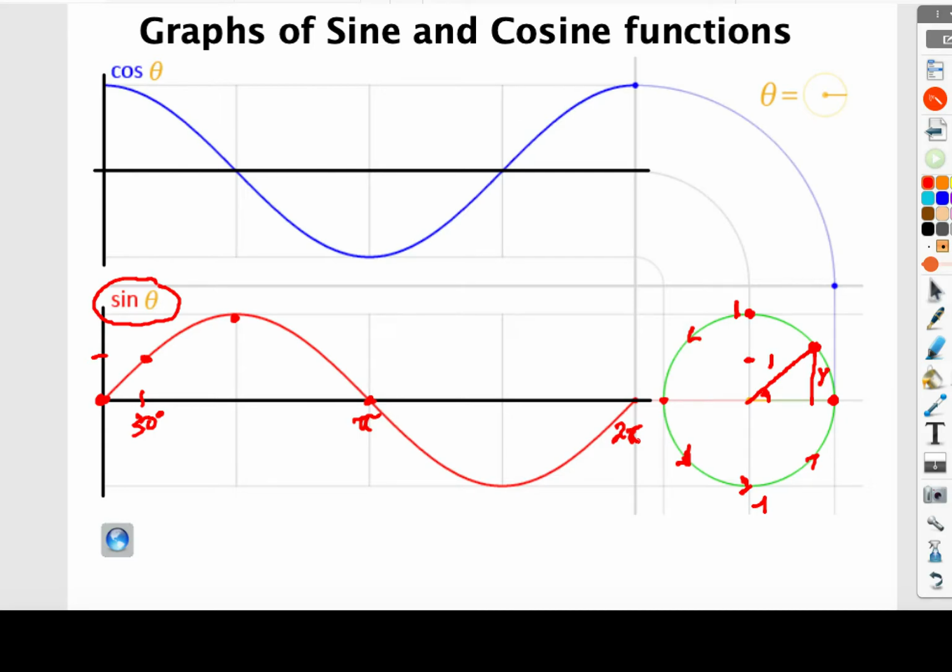Then what we want to realize is, again, if we kept going around the circle again, if we just made another path around the circle, this same exact pattern would happen again from 2 pi to 4 pi, and then from 4 pi to 6 pi. Again, it's just going to repeat itself. That's why we call it periodic. We call that the period, being 2 pi. Every 2 pi radians, or 360 degrees, we're going to repeat that pattern.